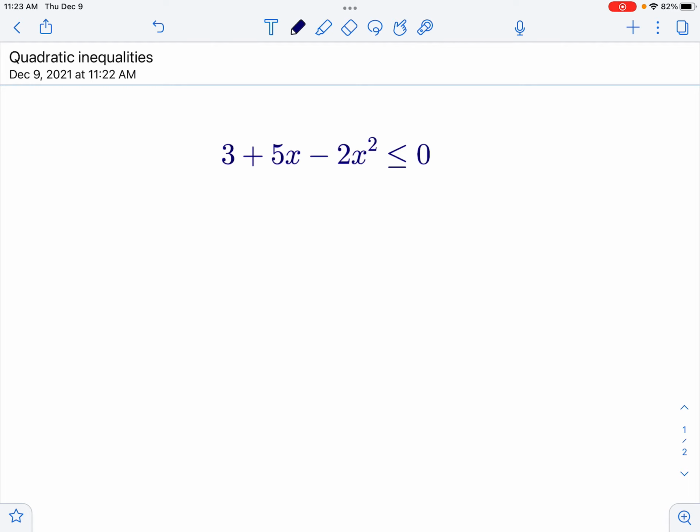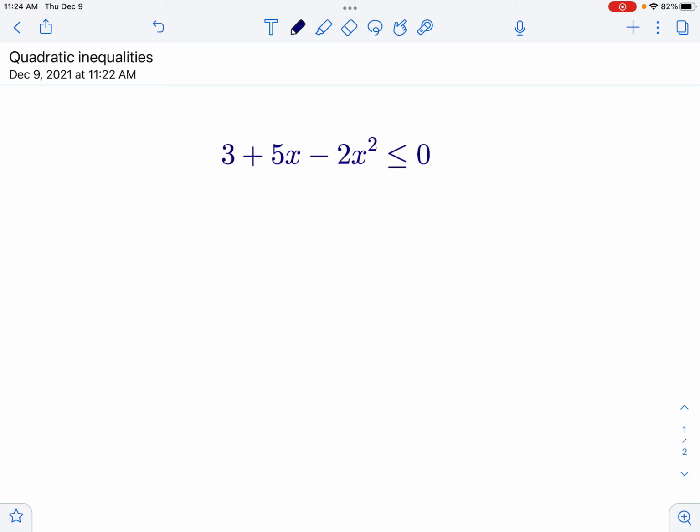In this problem, we are asked to find the set of values of x for which this inequality is true: 3 plus 5x minus 2x squared less than or equal to 0. So notice that this is a quadratic inequality. I have a quadratic function on the left-hand side, so that will be in the shape of a parabola.